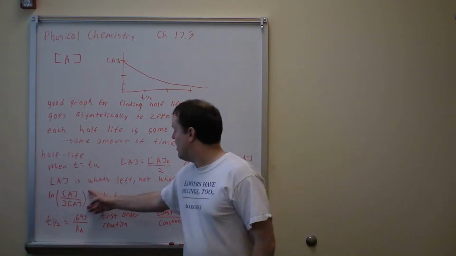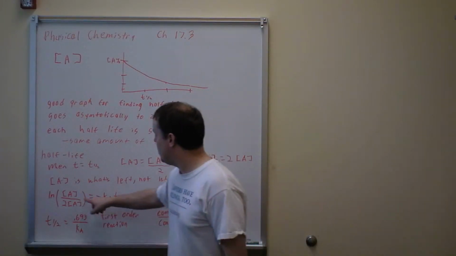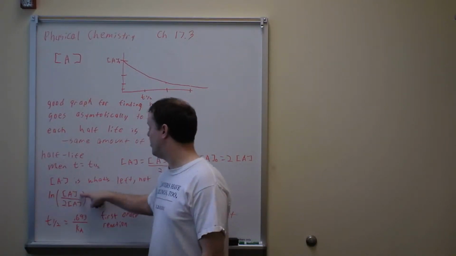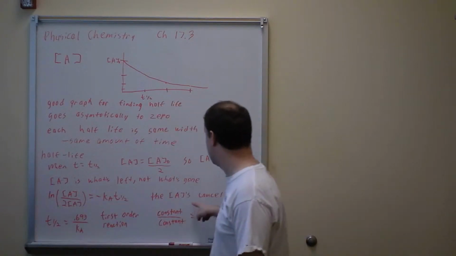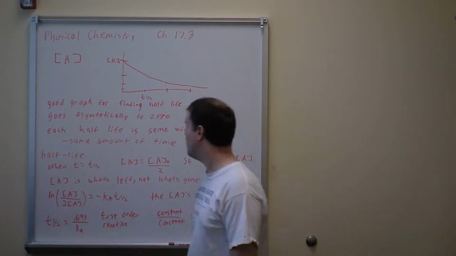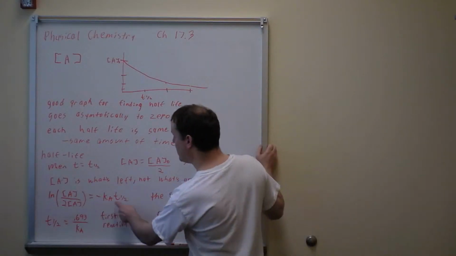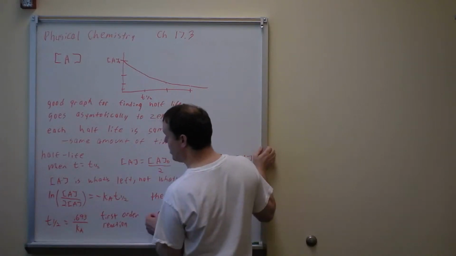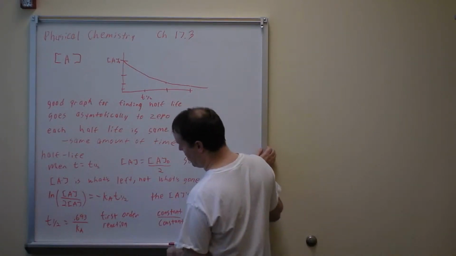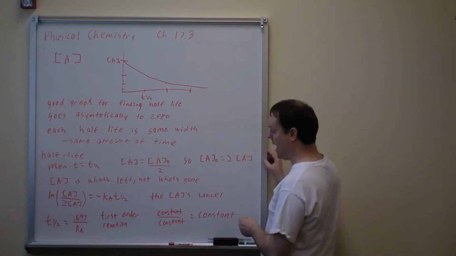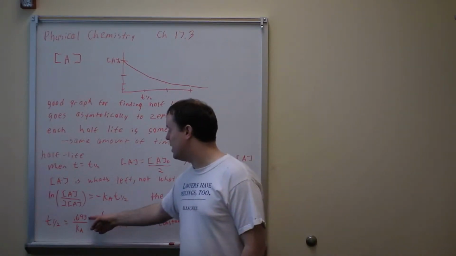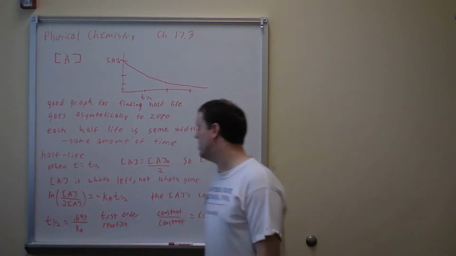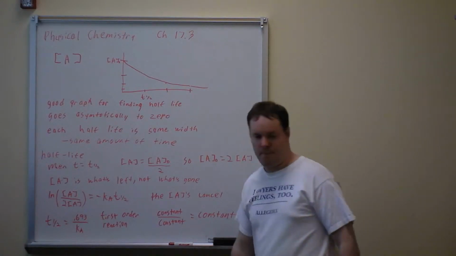Putting that into the formula we had before, instead of A over A naught, we substitute, so we have the natural log of the concentration of A divided by 2 times the concentration of A. The concentrations of A cancel out, so you have the natural log of 1/2. Solve this for t 1/2, and you get t 1/2 equals 0.693 divided by the rate constant for A. This is only true for a first order reaction though. Remember, 0.693 is a constant, and that's why for a first order reaction, the half-life is also a constant.